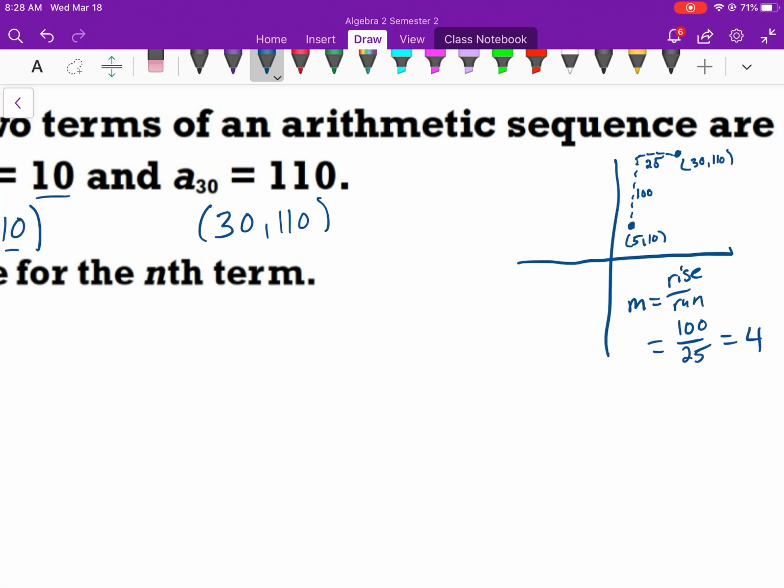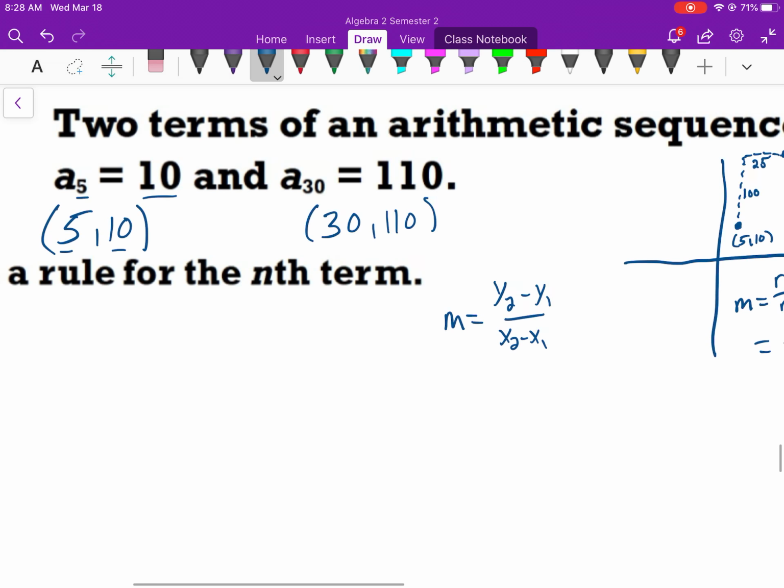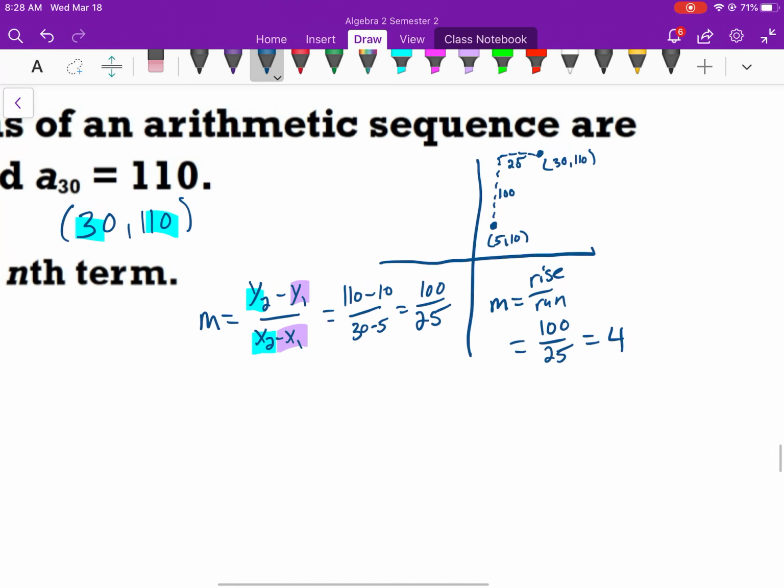So another option you have compared to just plotting the points and looking at it as rise over run, if you remember, slope is equal to y2 minus y1 over x2 minus x1. Just taking that larger value of y2, x2, y1, x1. So then just, which was saying 110 minus 10 over 30 minus 5, which again still gives you that 100 over 25, which is the same thing.